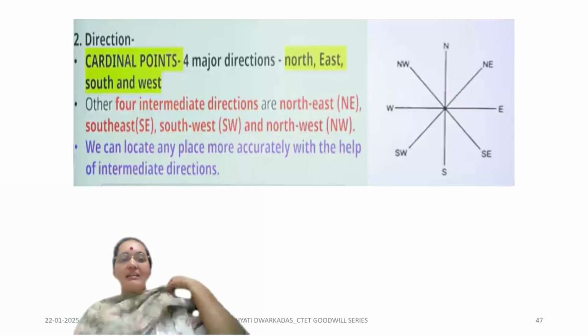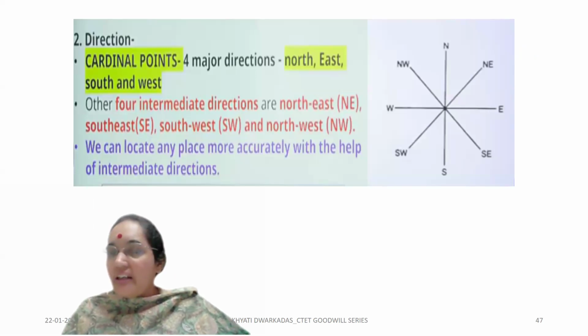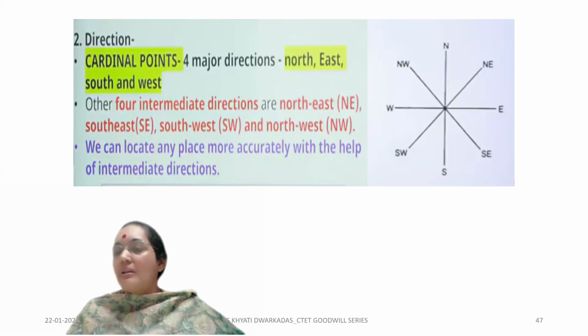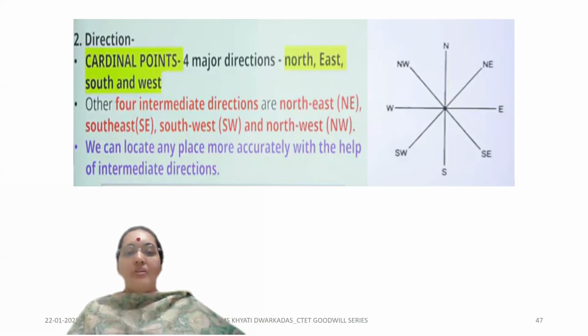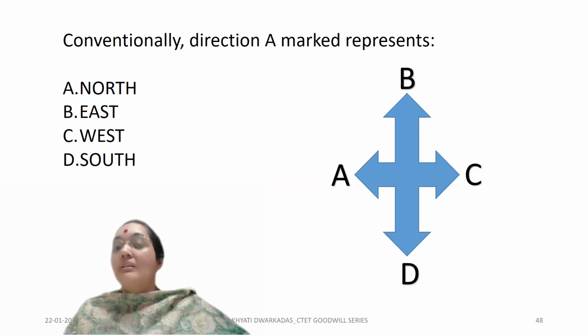Now look at this. I had shown you this earlier as well, a simpler diagram. Cardinal points, which are your major directions. I had given you the short form NEWS. And then you have the other four intermediate directions. We had done them: northeast, southwest, southeast, northwest. And intermediate directions help you to locate all places with more accuracy. Now, conventionally, direction A marked on this diagram represents which direction?